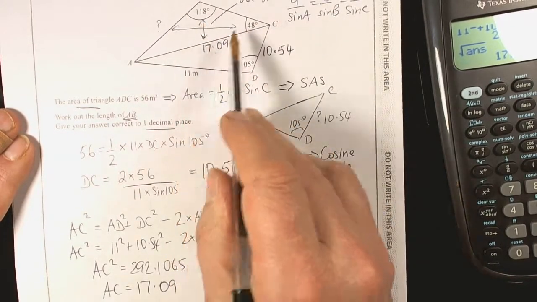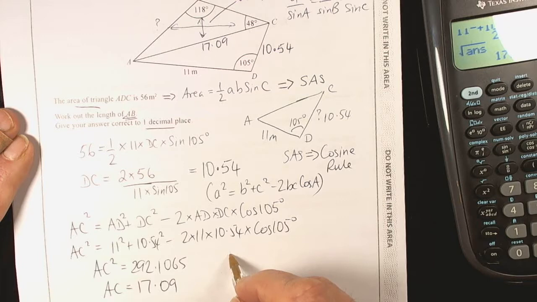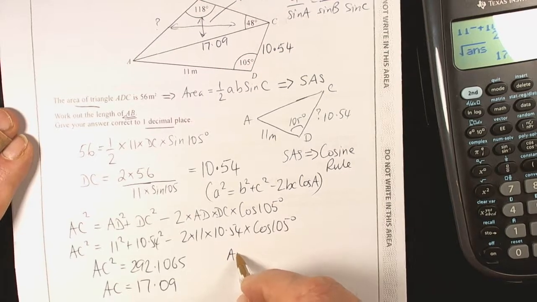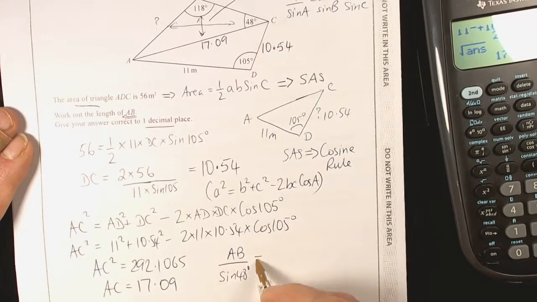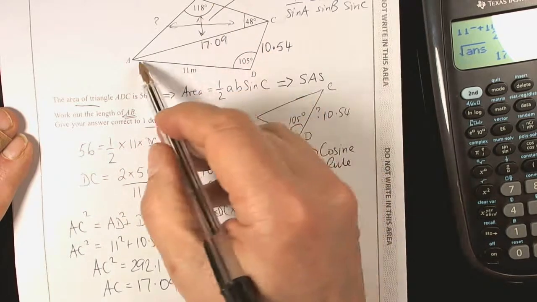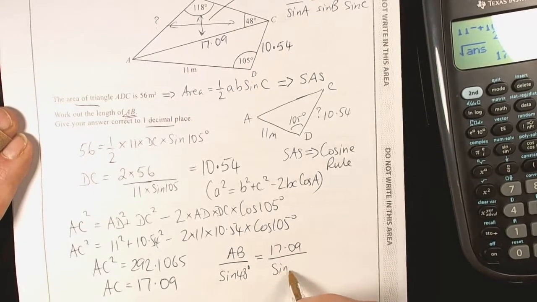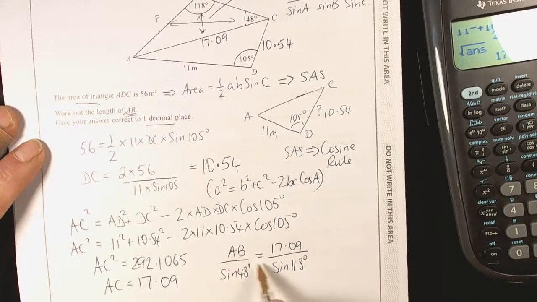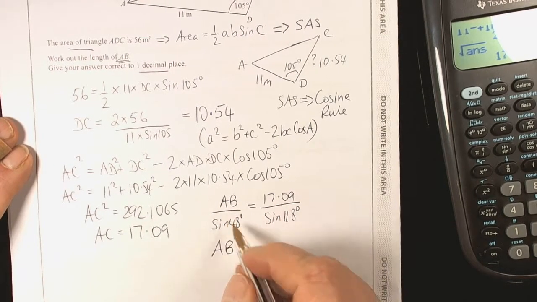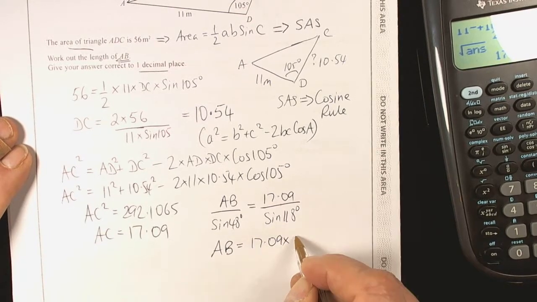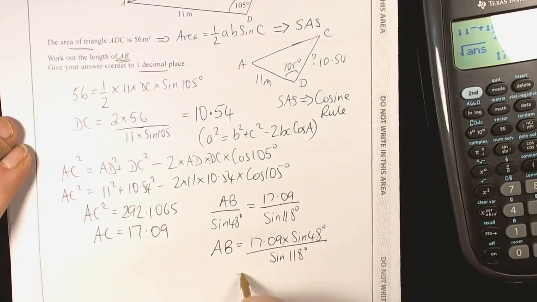And now we can see that we do have enough information to use the sine rule. So basically the sine rule says, and because we want a length, we'll keep it on the top. So the length of AB and its opposite 48 over the sine of 48 degrees is going to equal the length of AC, well we know that's 17.09, over the sine of 118 degrees. We want the length of AB, so we're now going to just rearrange this by taking this across by timesing, because that's a dividing. So 17.09 times the sine of 48 degrees all over the sine of 118 degrees.